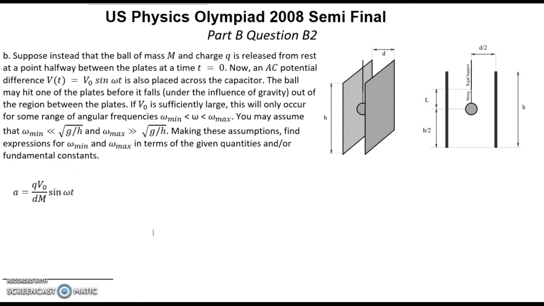acceleration. This is our acceleration. That's force q v0 over d divided by mass and multiplied by sine omega t. First we can integrate this formula to find what is formula for speed. That will be this one. Here we use knowledge that the initial speed is 0. It means that cosine omega t is 1 and the total is 0. This is how to find constant for integration.